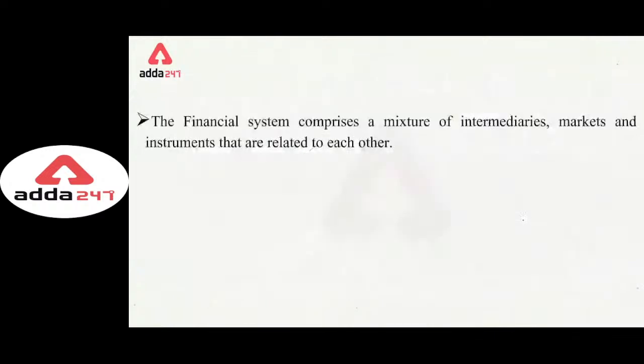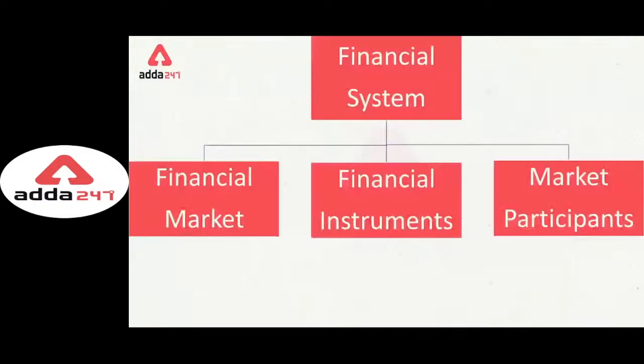Okay, next. So the financial system comprises a mixture of intermediaries, market, and instruments that are related to each other. So financial system, it doesn't mean that only the regulatory bodies will be there. No. In financial system, we have intermediaries of all types of regulator. We have financial market. We have instruments which will be used under the financial market. Okay. Next. So this is the basic components of the financial system.